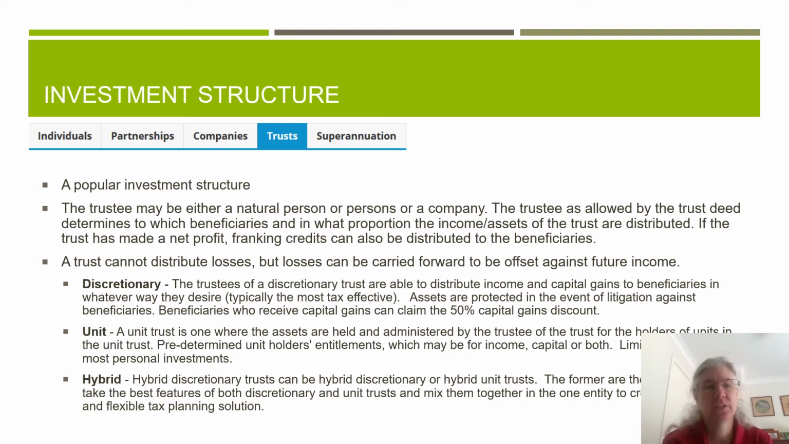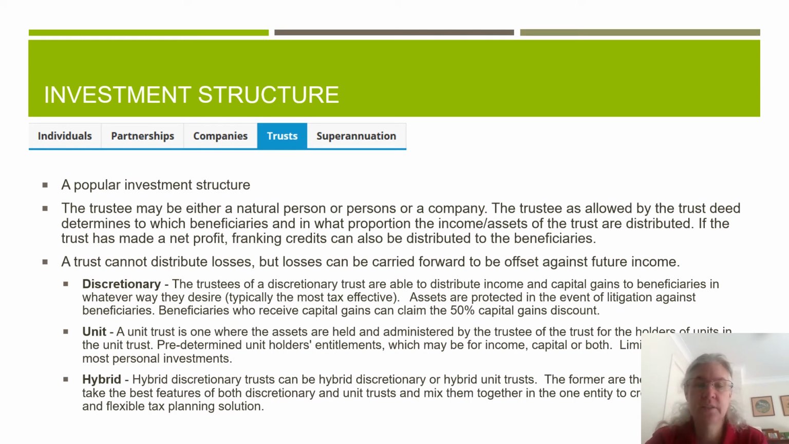So the three main types: discretionary. So that means that they're able to distribute income and capital gains tax to beneficiaries in whichever way they desire. So usually they'd pick the most tax effective. And assets are protected in the case of litigation against the beneficiaries. So if the beneficiary is being sued, these assets are being protected within the trust. And beneficiaries who receive capital gains can claim the 50% capital gains tax discount.